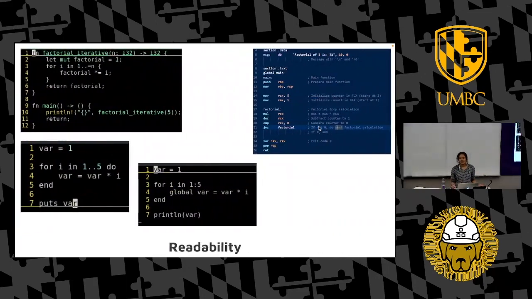So the first comparison we're going to do is readability. Up here we have Rust in the top left, assembly over here on the right, and over here we have Ruby, and over here we have Julia. As you can see, in terms of reading, Julia and Ruby definitely are a bit easier to read for someone who isn't used to programming languages.